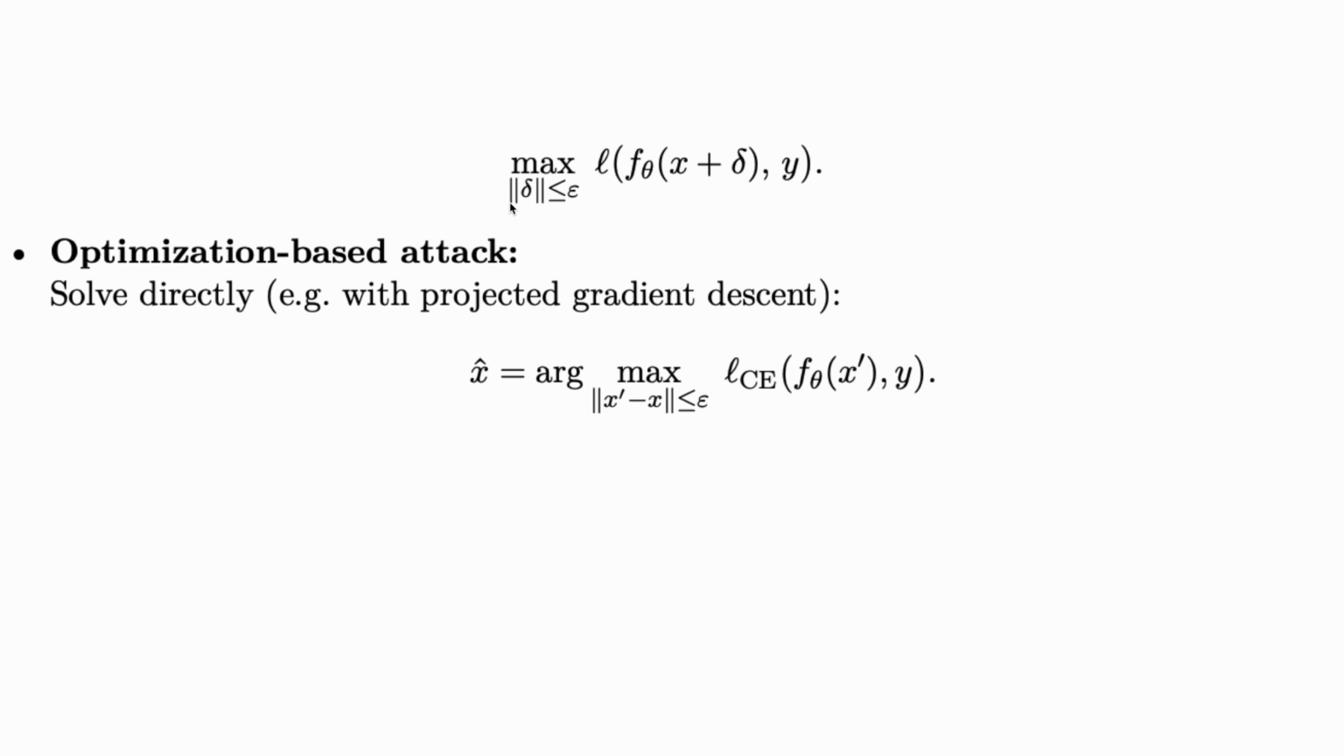So basically you just have this loss. You want to maximize this cross entropy loss, but you also want to have delta smaller or equal than epsilon. So either you do projected gradient descent to make sure that x prime stays close to x, or you just add an extra term in your loss to constrain x prime to stay close to x.